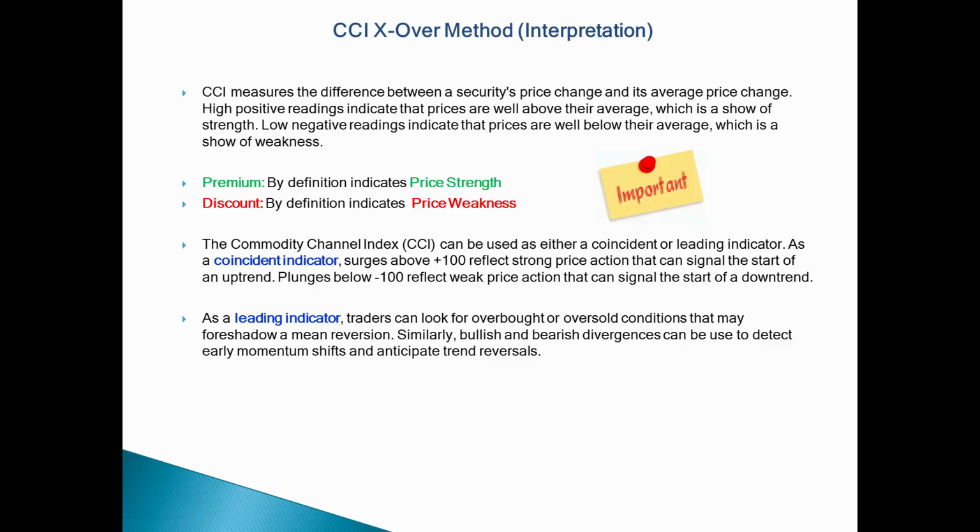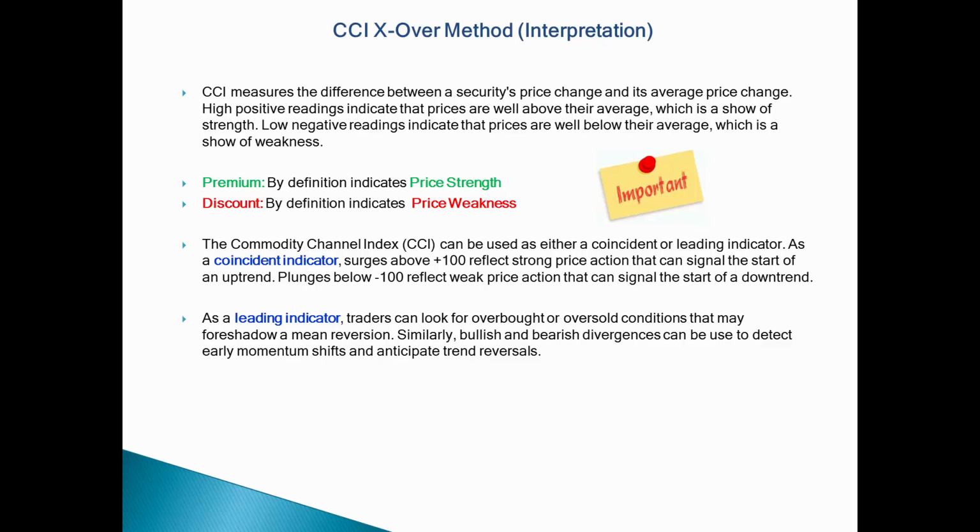So basically that's some of the technical background, but how do we interpret it? That's really where the rubber meets the road, and where I want you to understand the interpretation and how we're able to use this. The CCI measures the difference between a security's price change and its average price, by definition. So basically, high positive readings indicate the prices are well above their average, which shows strength.